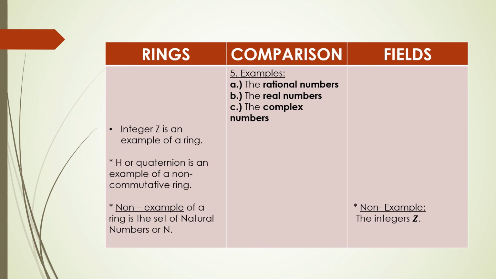Another comparison is their examples. So examples which can be found both in rings and fields are the rational numbers, the real numbers, and the complex numbers. On the other hand, under rings, integer Z is an example of a ring. H or quaternion is an example of a non-commutative ring. Then the non-example of a ring is the set of natural numbers, or N, while the non-example of fields is the integers Z.